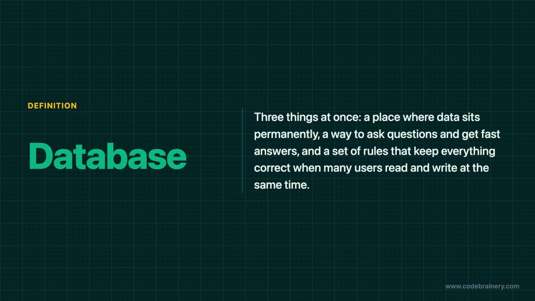A database is three things at once. A place where data sits permanently. A way to ask questions and get fast answers. And rules that keep everything correct when many users read and write at the same time. Strip out any of those three, and you don't have a database, you have a problem.